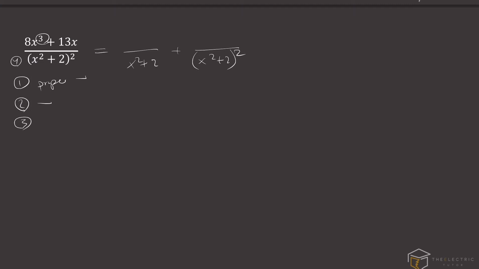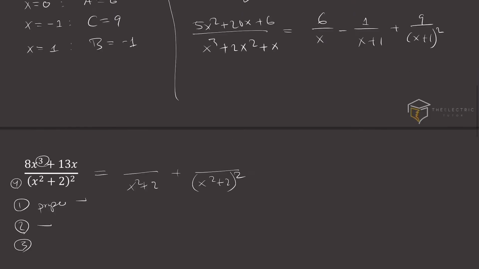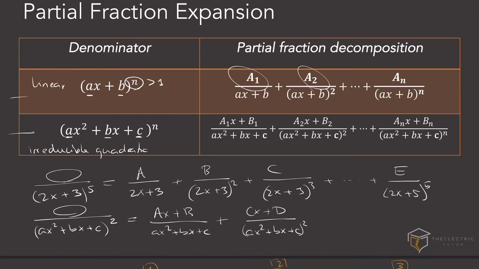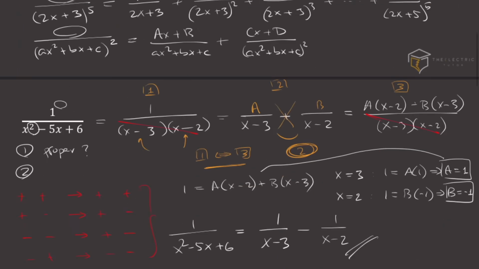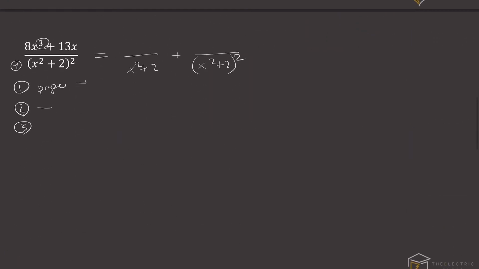And since these are irreducible quadratics, if we take a quick look back in our table, the numerators need to be linear terms instead of just constants. So I'm going to put an ax plus b here and a cx plus d over here. Now that I have expression 1 and expression 2, I need my expression 3. Refer to the previous video if you want to know what I mean by expression 1, 2, and 3.